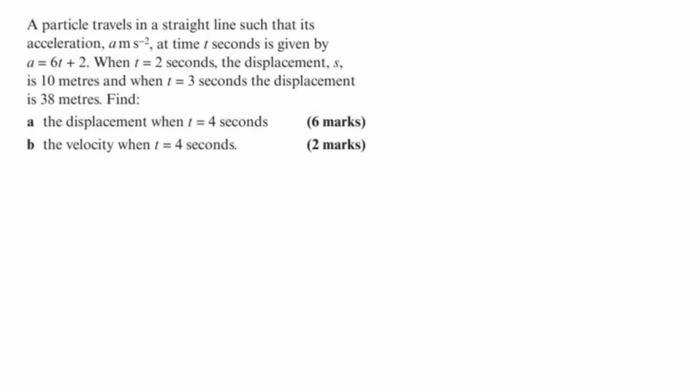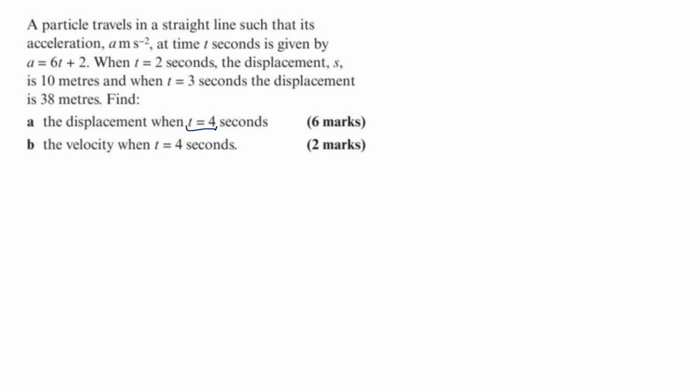Now let's take a look at this one. A particle travels in a straight line such that its acceleration a is given as 6t plus 2. When t equals 2, the displacement is 10. When t equals 3, the displacement is 38. So how are we going to find the displacement when t is equal to 4?